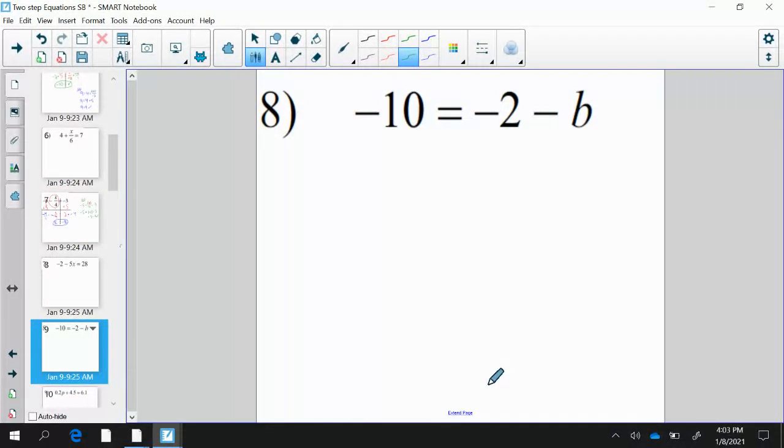The last one we're going to look at is number 8. I almost said number 10. Number 8. So if you guys can look at number 8, again, feel free to pause at any time if I'm moving a little too fast. I'm moving pretty quickly. I can get about 2 examples per video. So here we go. The first thing we're going to do is we want to solve for b. We want to get rid of this negative 2. We're going to add 2 to both sides.